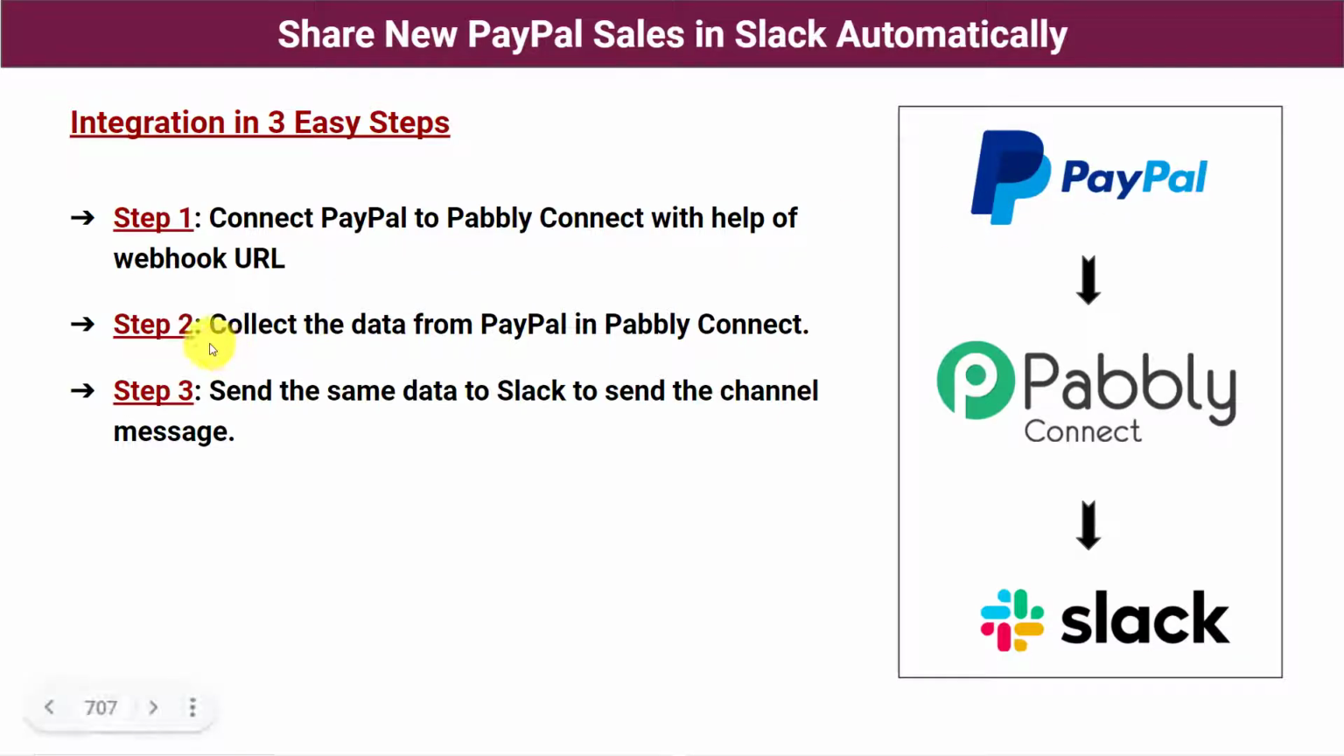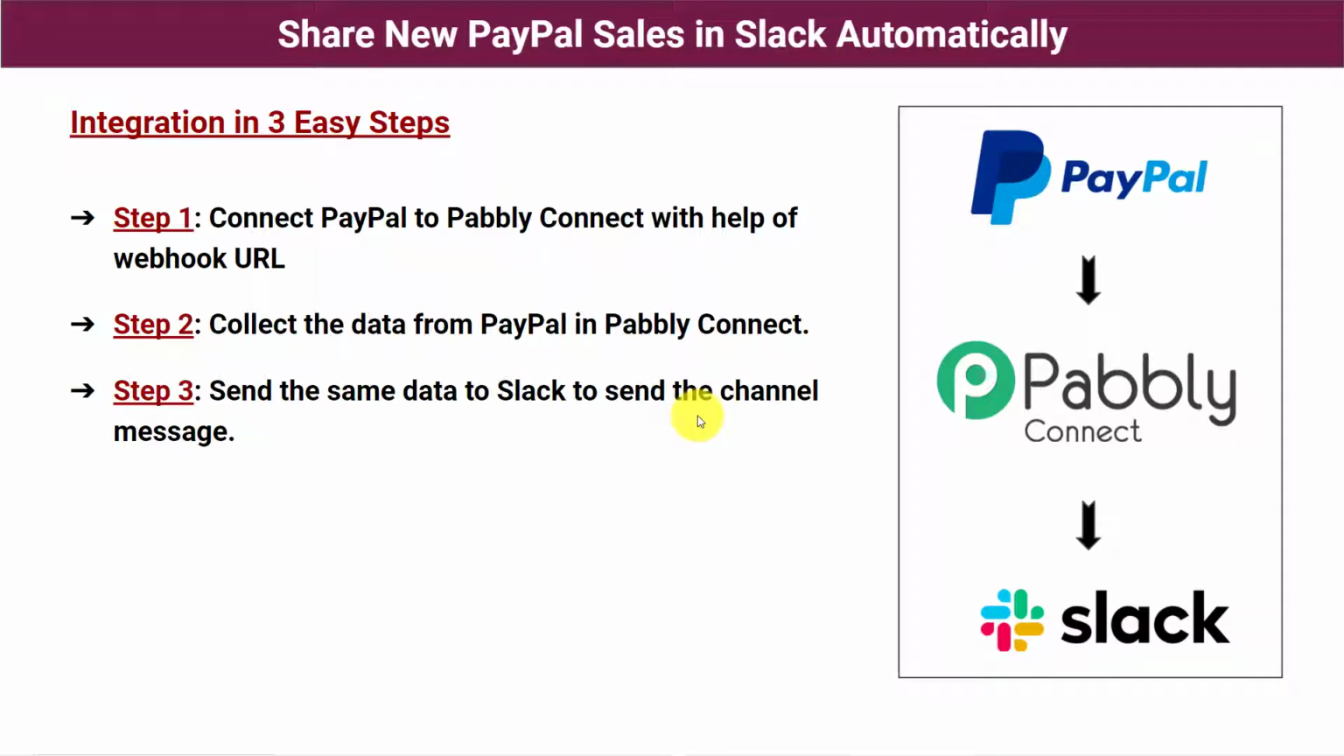Okay, then we have the second step, collect the data from PayPal in Pabbly Connect. Now we are going to make a submission or the payment in PayPal. The details of that particular payment will be captured in Pabbly Connect. Now we have step 3, send the same data to Slack to send the channel message. Okay, so we have the data in Pabbly Connect. Now the same data will be composed and sent to a particular Slack channel that we are going to select. The process is easy.